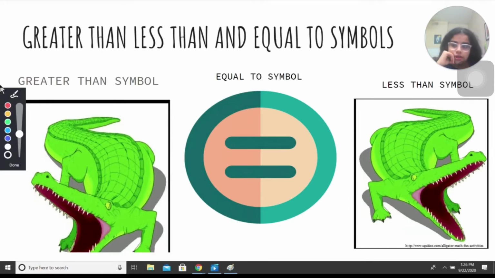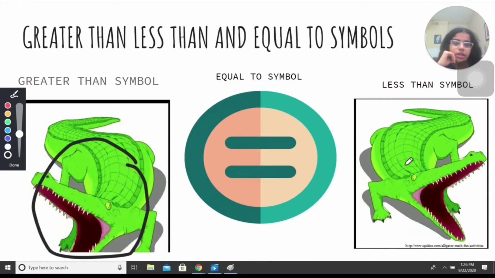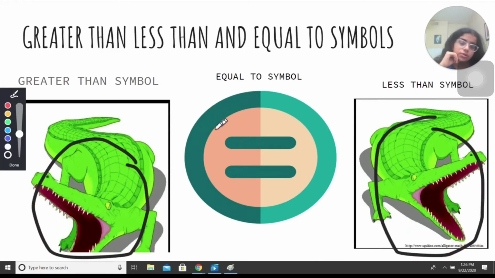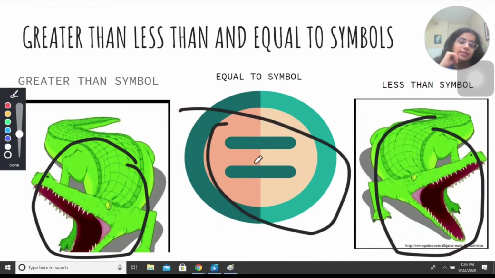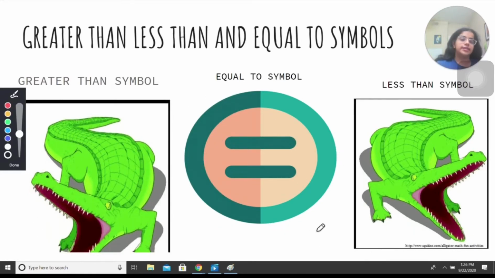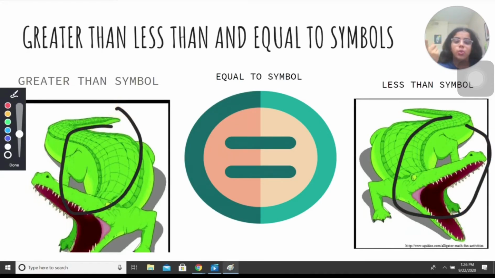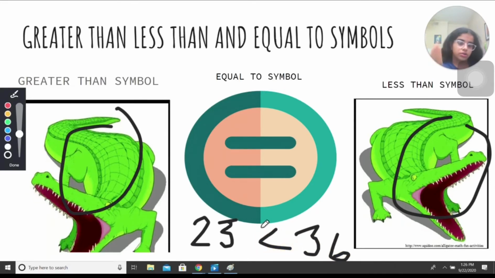So, a greater than symbol looks like this, as I told you, a less than symbol looks like this, and an equal to symbol looks like this. The equal to symbol, with its stacked lines, means that both of the numbers have the same value and they are the same number. These other two: if I had 23 and 36, then 36 would win. That means I would have a less than sign, also known as an L.